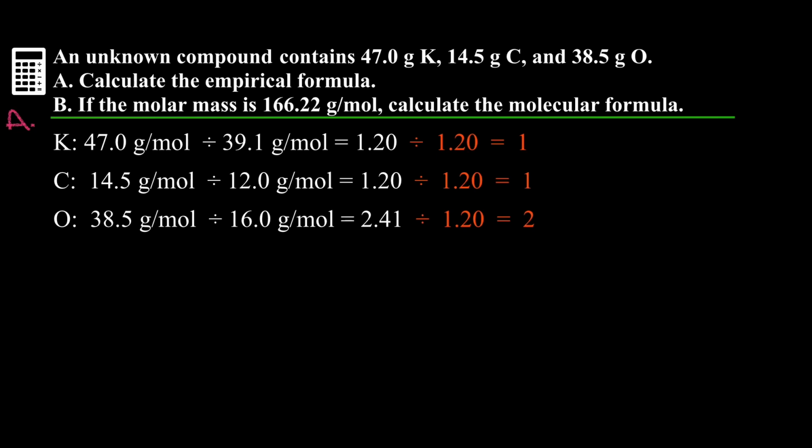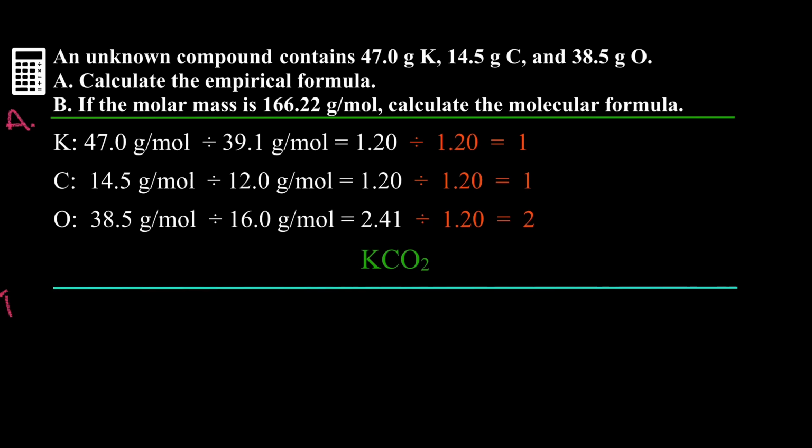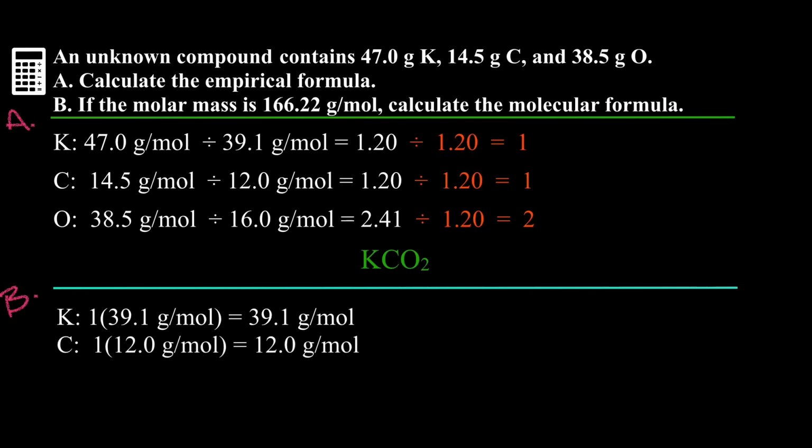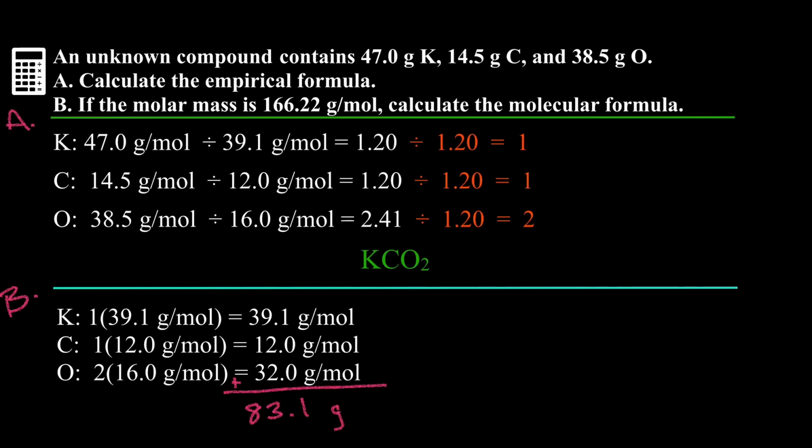Step 2, divide by the lowest number, and that would be 1.20. And I would get 1 for potassium, 1 for carbon, and I would get 2 for oxygen. I'd wind up with KCO2 as my empirical formula. Step A, done. So part B, if I'm given a molar mass and I need to calculate the molecular formula, well, first I've got to get my molar mass for the formula I just did the empirical for. So I have 1 potassium times the atomic mass, I get 39.1 grams per mole. Carbon, I have 1 times the atomic mass, I get 12 grams per mole. Oxygen, I have 2 times the atomic mass, I get 32.0. Add them all up, I get 83.1 grams per mole.